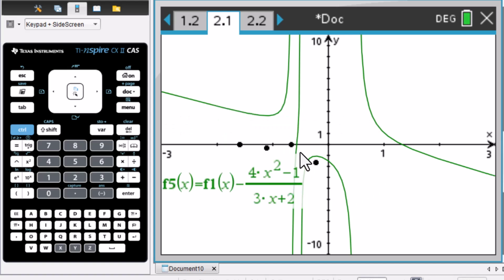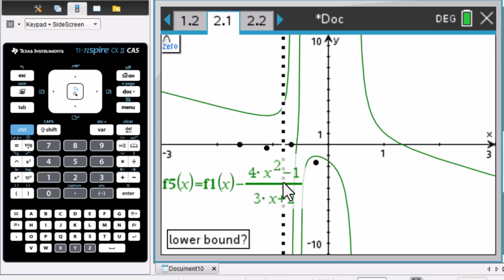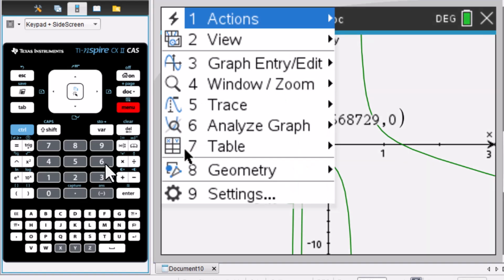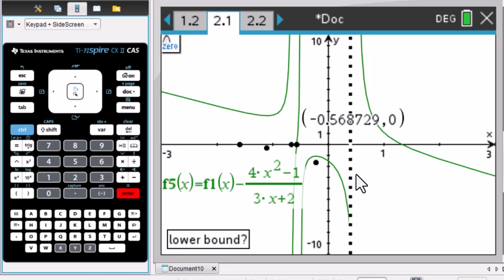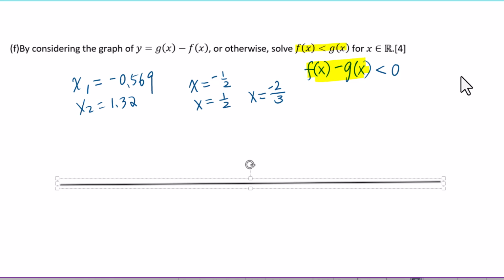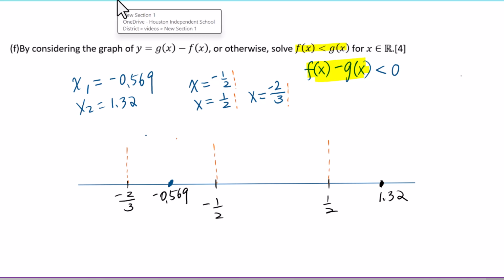We are interested in this x-intercept so that we can draw the sign diagram. To solve this inequality, go to Menu, 6, 0. Menu again, go to 6, 0. 1.32. Let's draw this sign diagram. Now, we will use a calculator to check the sign for each interval, the test number.